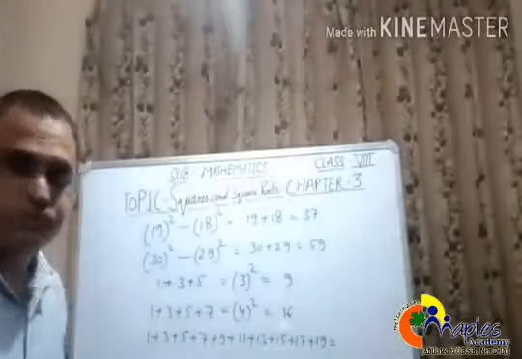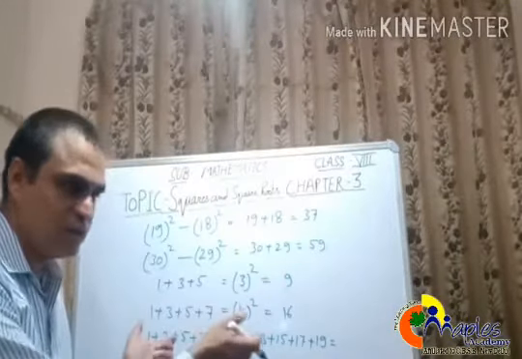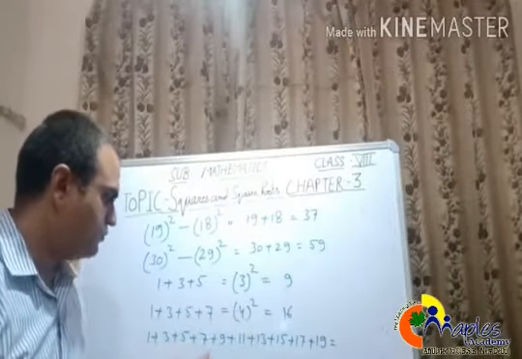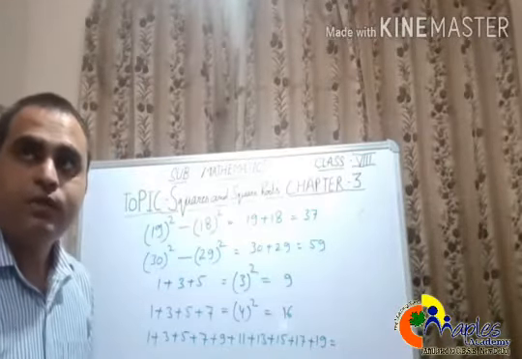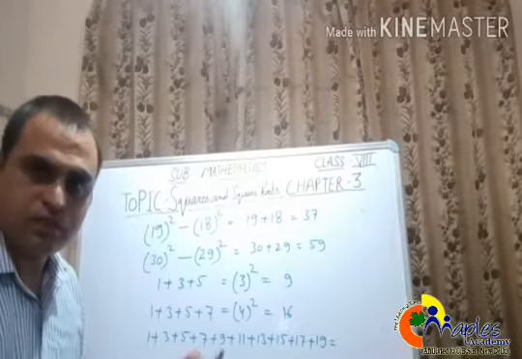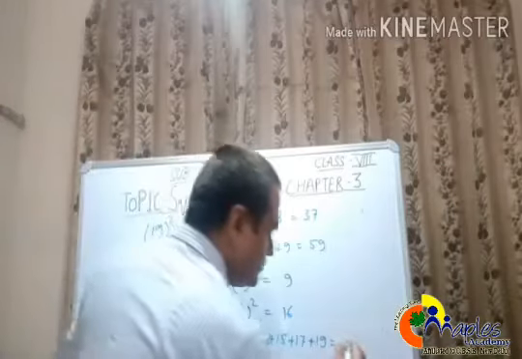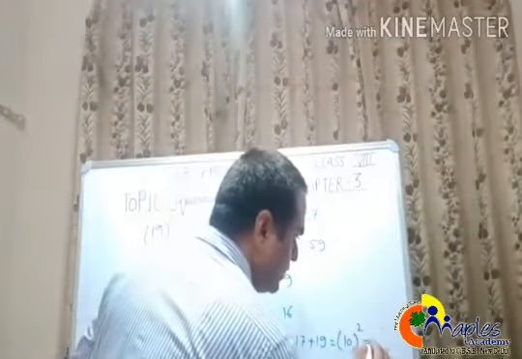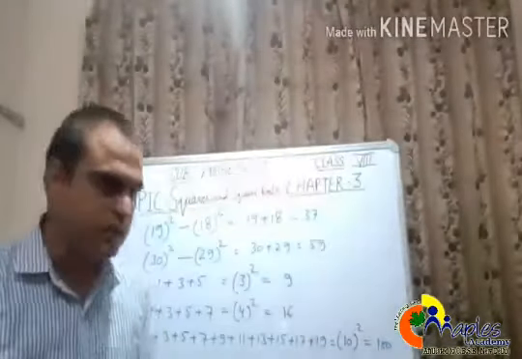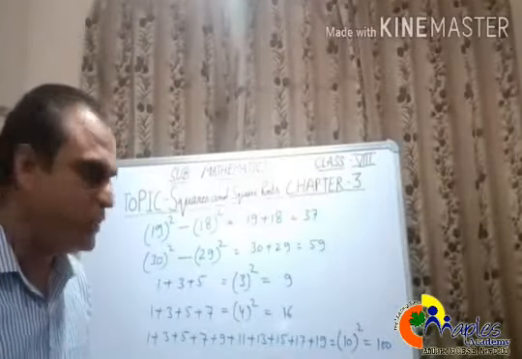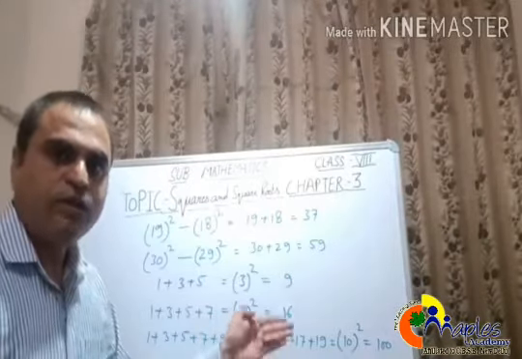Let us suppose without actual addition we have to find the sum of these numbers. First we have to count how many numbers are written here: 1, 2, 3, 4, 5, 6, 7, 8, 9, 10. 10 numbers are here. Now we can say the sum of these numbers is 10 whole square, which equals 100. We get 100 as our result. This is the process by which we can find the sum of consecutive odd numbers.